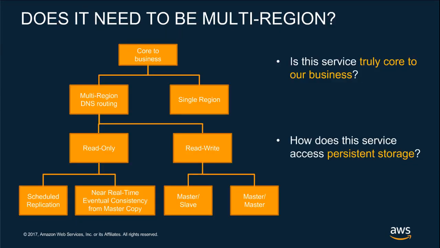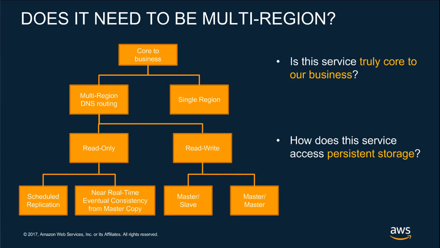As Magnus and I designed the application and the reference architecture, we created this decision tree to help us think about each service and guide our decision on whether something needs to be multi-region or not. The first question we ask is, what are the latency and availability requirements for this service? Is it core to our business? Can we operate and generate revenue even if the service is not available?